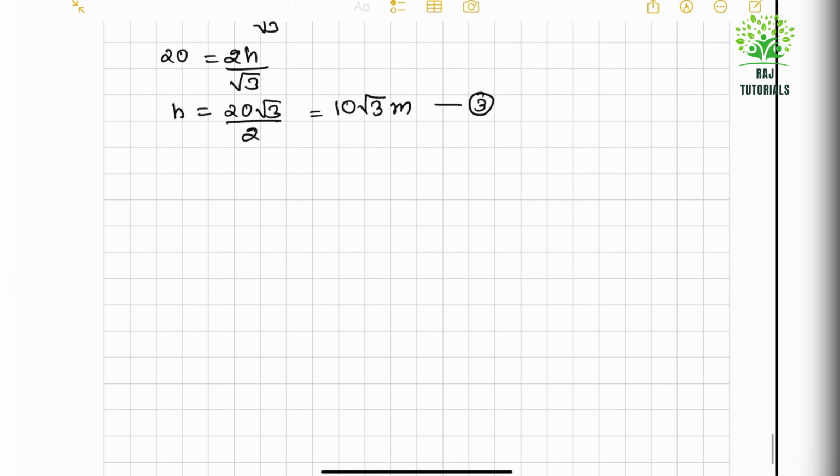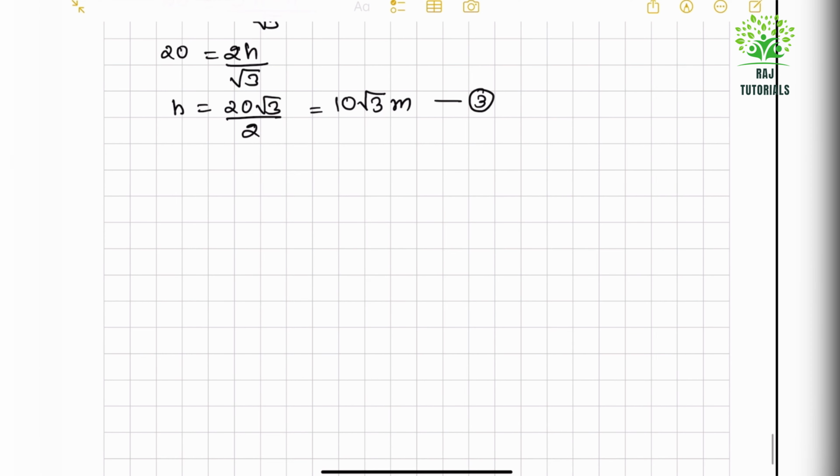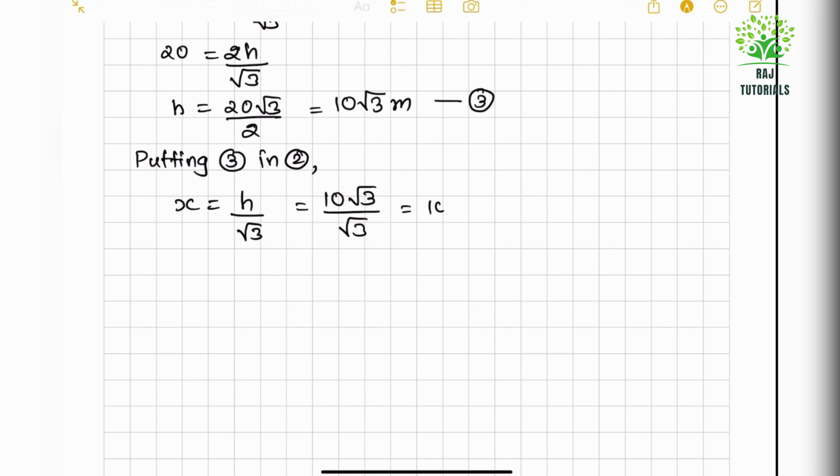So h will be equal to 20 root 3 upon 2. So that is 10 root 3 meter. Now this I am giving as 3. Now putting 3 into the equation, I will get x equal to h upon root 3. This was the equation.